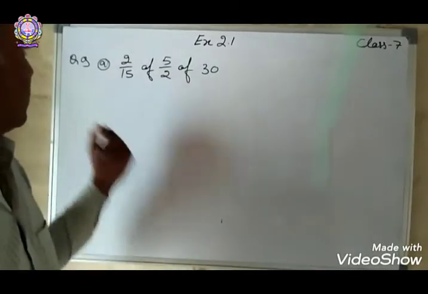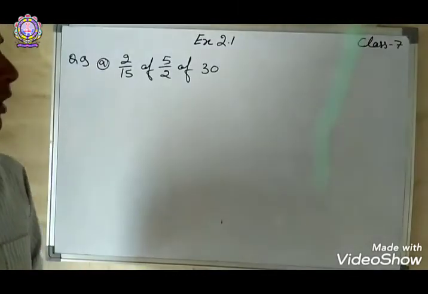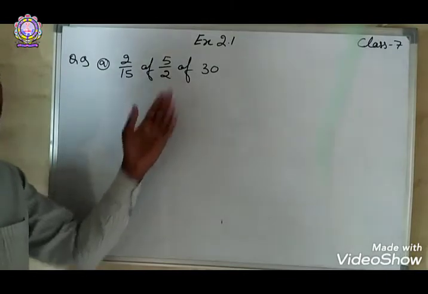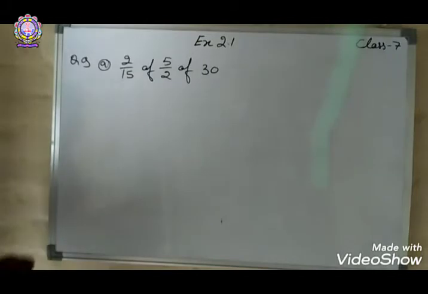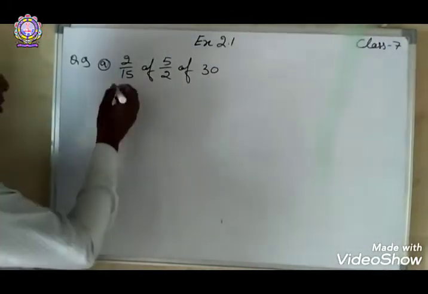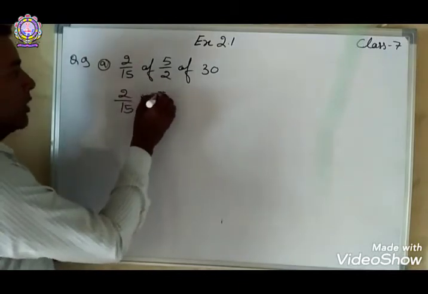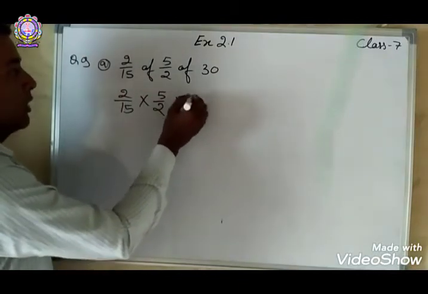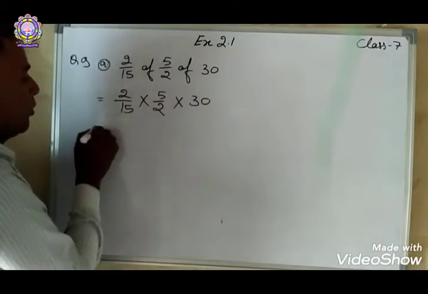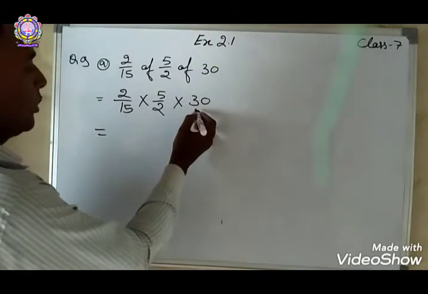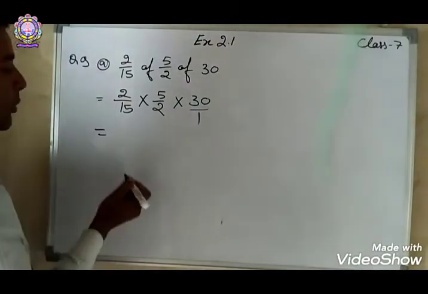The next question is question number 9: 2 upon 15 of 5 upon 2 of 13. As you know, of changes into multiplication, then we solve it. 2 upon 15 of changes into multiplication, and 5 upon 2, and of changes into multiplication, and 30. Now multiply numerator into numerator and denominator into denominator. You can write 1 if there is no denominator.